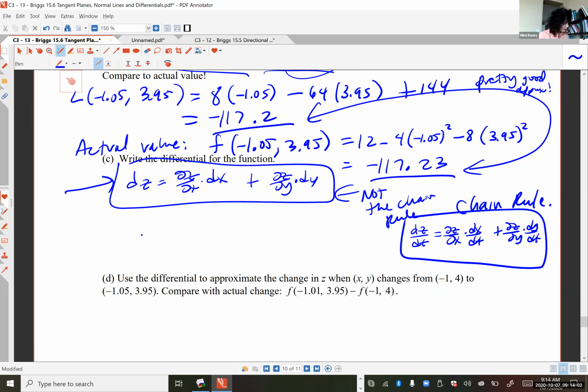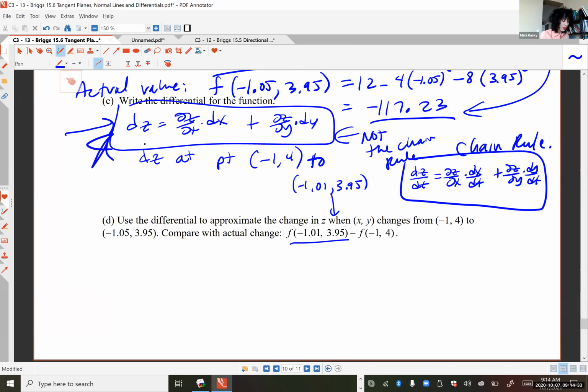And if they wanted the differential at the point, so if they were saying, what's the differential at the point, say, -1, 4, going to -1.01, 3.95, we're going to do that in the next part D. So let's do that. So how would you use this differential formula to find the change in Z when you move from this point to this point?